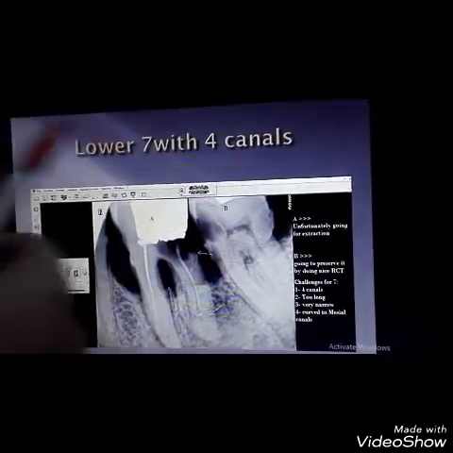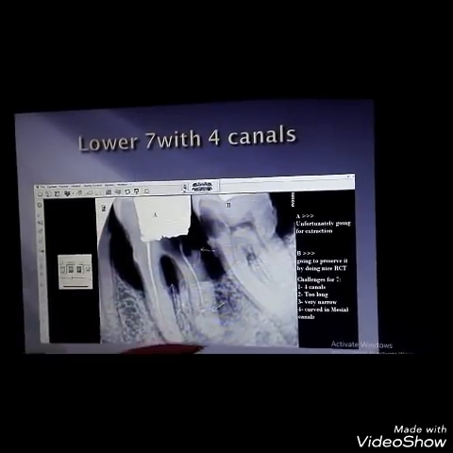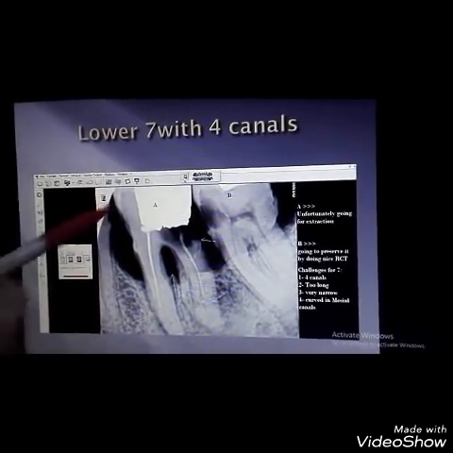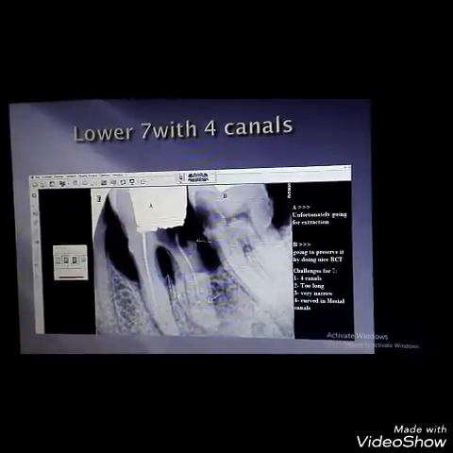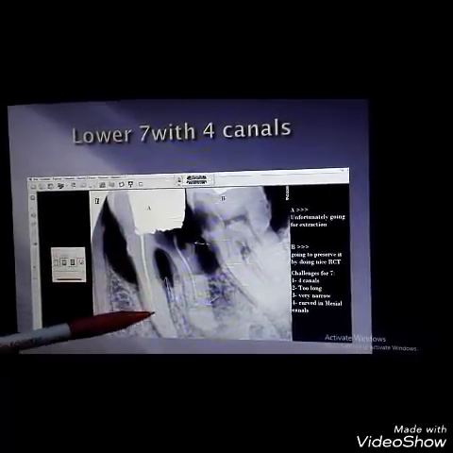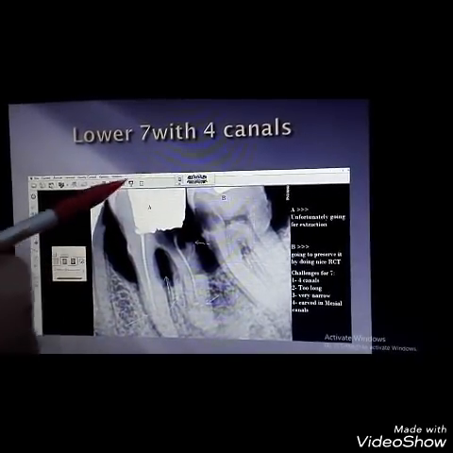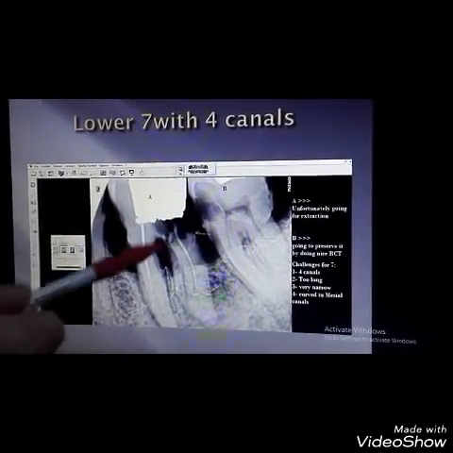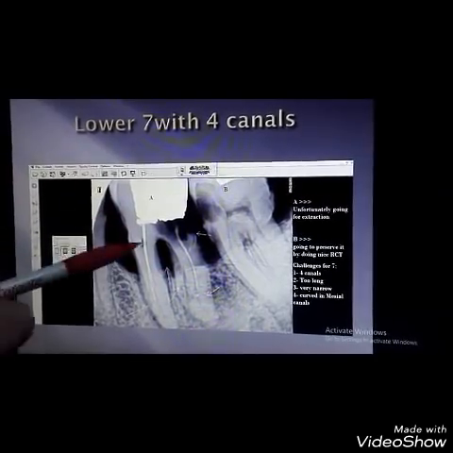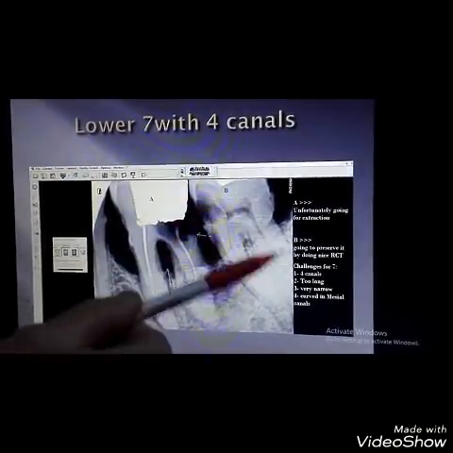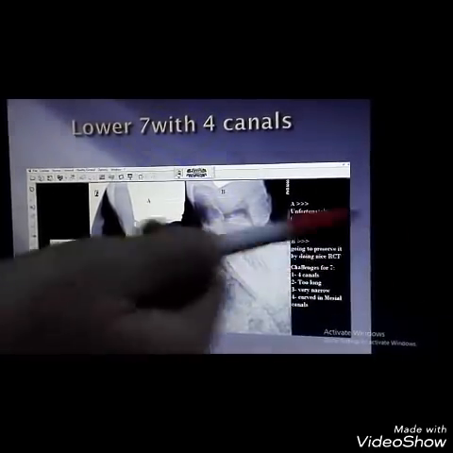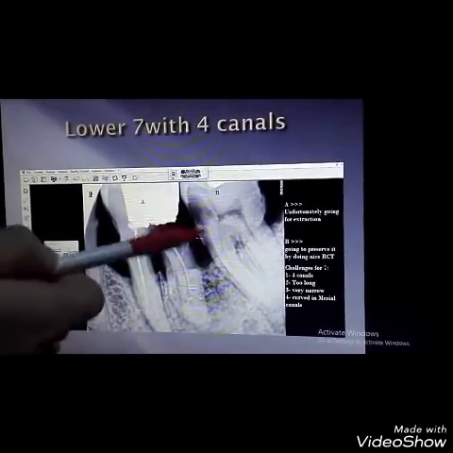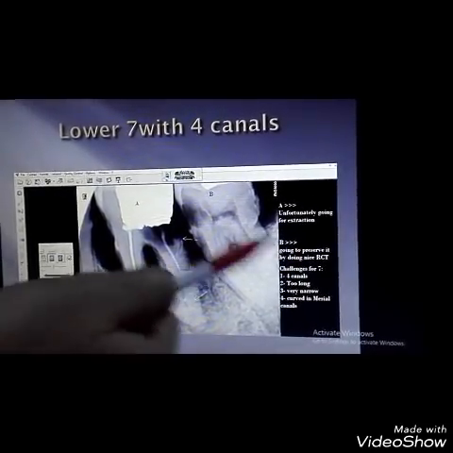First of all, before I discuss this lower seven, see this one. This is not our job. This is not our responsibility, to treat the tooth for the patient this way. This is bad RCT, bad filling, resorption of bone. Unfortunately this is going to be extracted, but we are going to save lower seven. For lower seven, maybe I cannot see the fourth canal. Maybe I see this one, 1, 2, 3, but I don't see if there's a fourth canal.